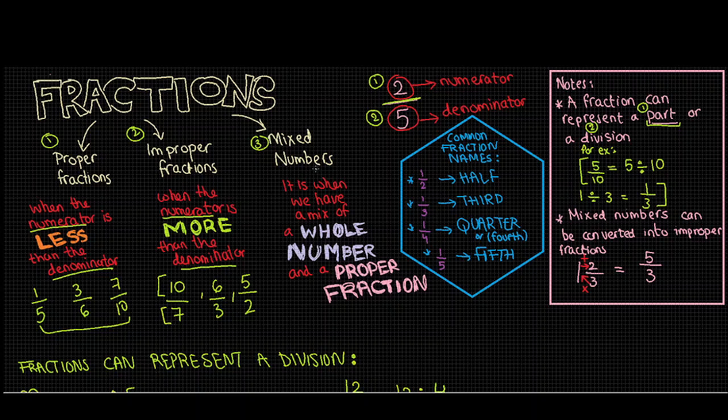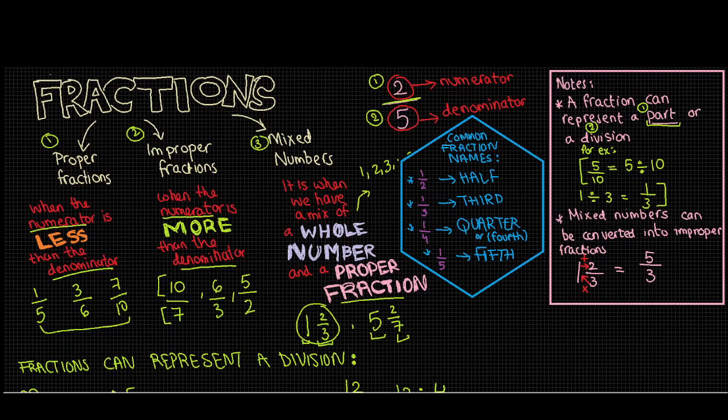Mixed numbers are a combination of a whole number, which is numbers that we spoke about in the whole number series, like 1, 2, 3, etc., and a proper fraction. For example, 1 and 2 over 3. We have a whole number and a proper fraction. This is called a mixed number. Another example would be 5 and 2 over 7. Whole number and a proper fraction. This is a mixed number.